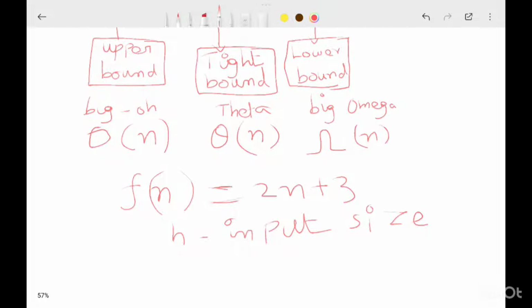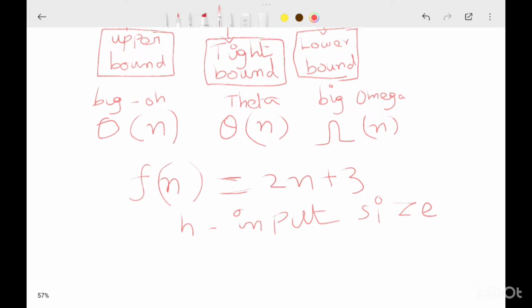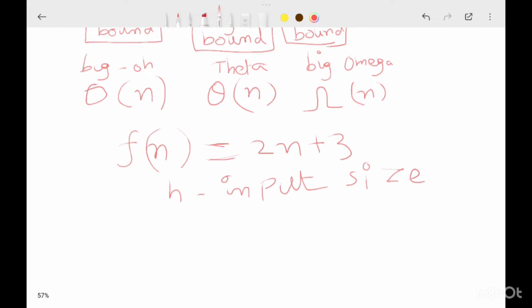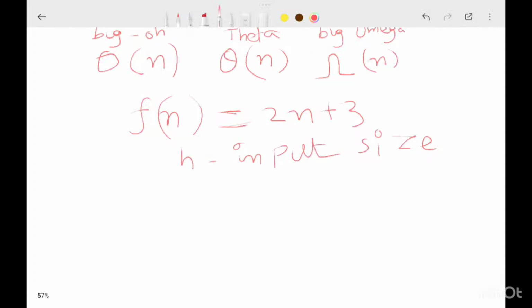So we will see one by one how these notations can be used to represent the time complexity of an algorithm. First we will start with big O notation.